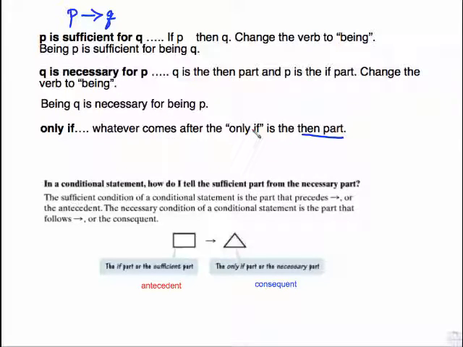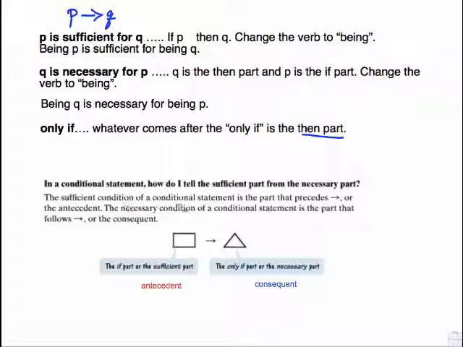Whatever comes after the only if is the then part. Remember, I just said if is not the same as only if. When you see only if, it is your then part. So good question here in a conditional statement. How do I tell the sufficient part from the necessary part?